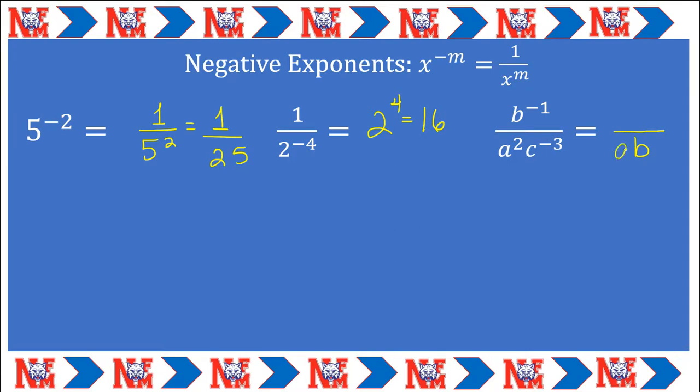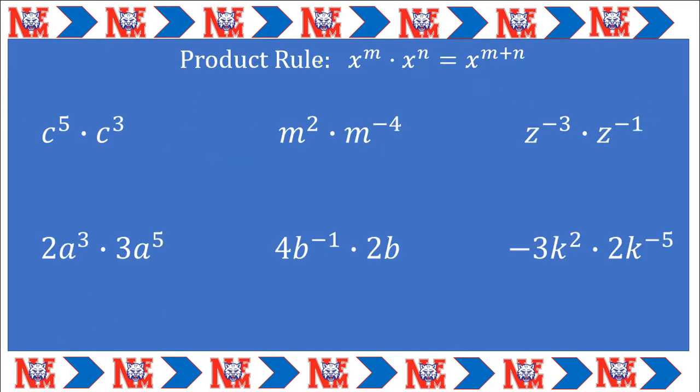A squared is positive, so it's going to stay. But the factor of c is going to flip or reciprocate to the numerator. No more negative exponents.